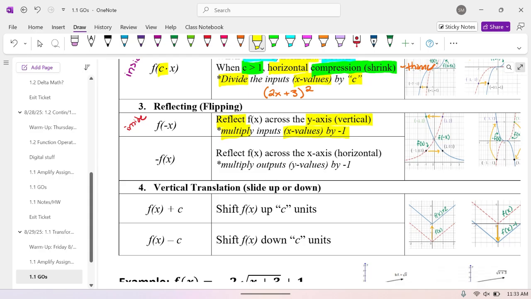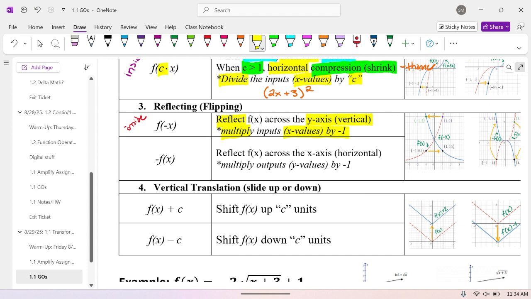Because remember, if you flip over the y-axis, so let's say that this strip right here is the y-axis, and I started over here. Positive y's, positive x's. But if I flipped it over here, the y's are still the same, but the x's are now negative because they're in a different quadrant. All right.